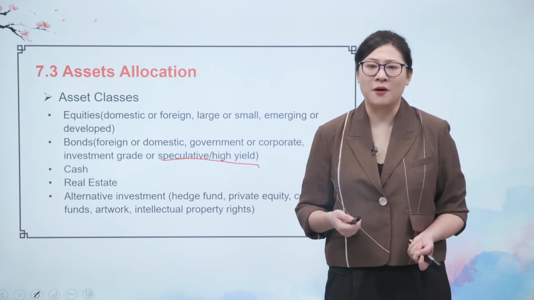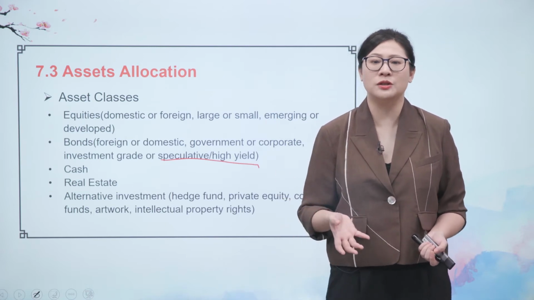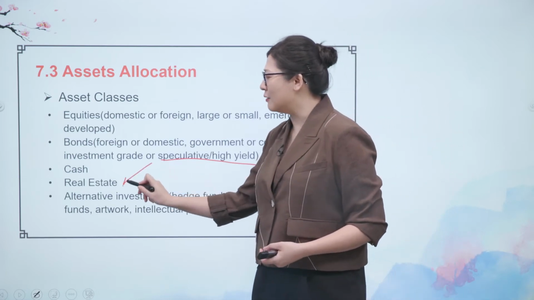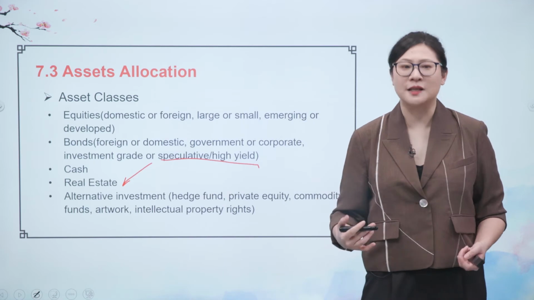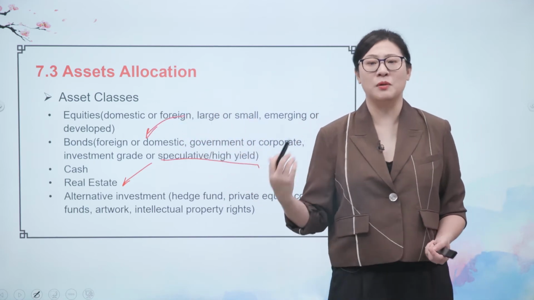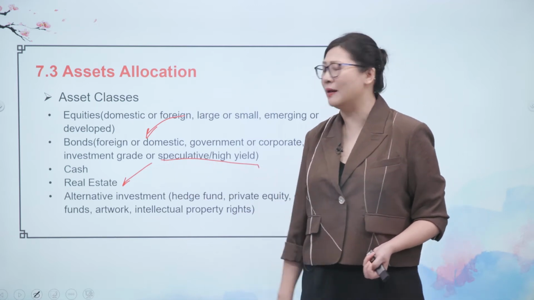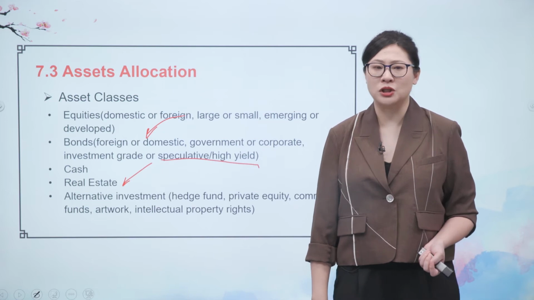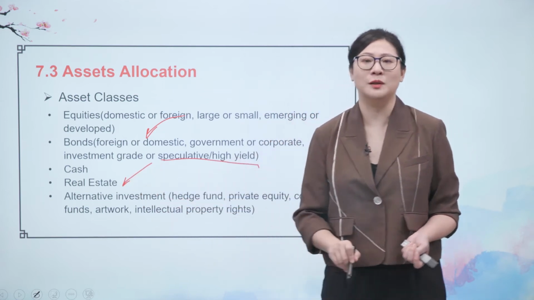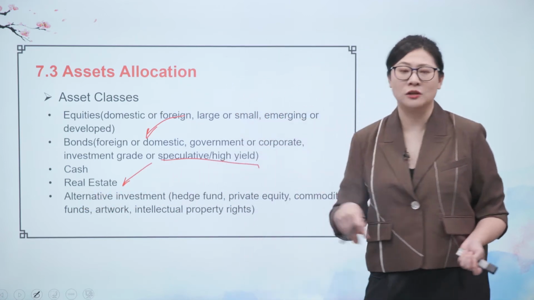The next part is real estate. Real estate is very famous in China. Lots of Chinese investors invest most of their money in real estate, and the rest, I think, in stocks or mutual funds. This is a very popular one. The literature might also put real estate in alternative investment. And the last category is alternative investment.